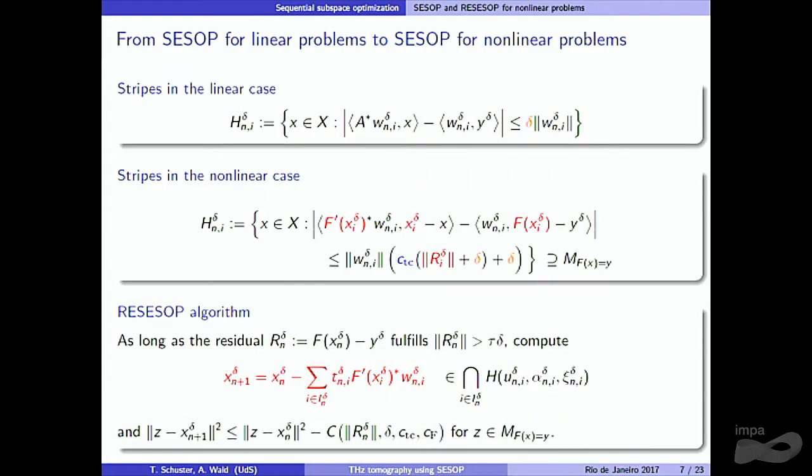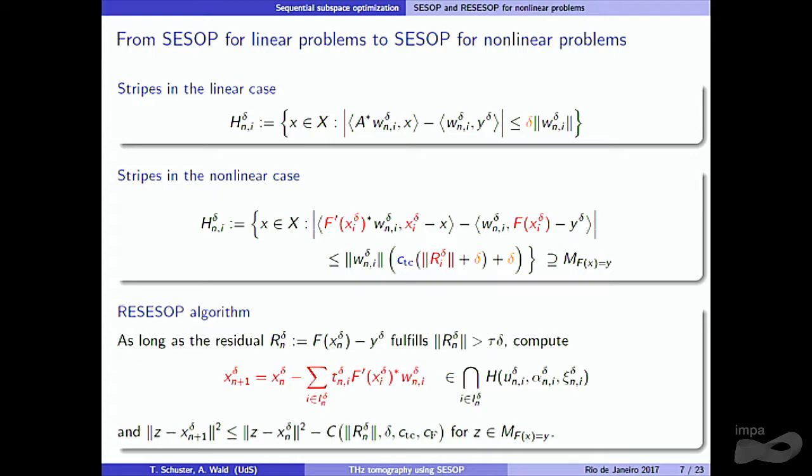Okay, this looks very wild, but it's not as bad as it looks. So we define our stripes to guarantee that the solution set is contained in it, in each step. This is the problem. We still have to guarantee that our solution set is contained in the stripes. Again, in the linear case, the stripes for noisy data were defined as follows. Here you see the noise level appearing in the right-hand side, defining the width of a stripe.